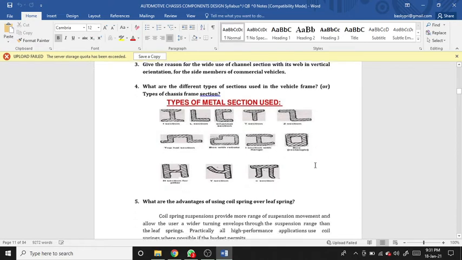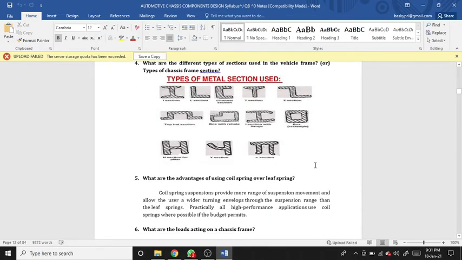Okay. So next, what are the different types of section used in the vehicle frame? Or we can ask what are the types of chassis frame used in the automobile? Okay. So in that there are so many classifications. In that the main types of metal sections are I section, L section, channel section, T section and Z section. Similarly, based on the arrangement, top hat section and bottom with robot, then box, a rectangular type. Similarly, H section, then Y section and pi section.